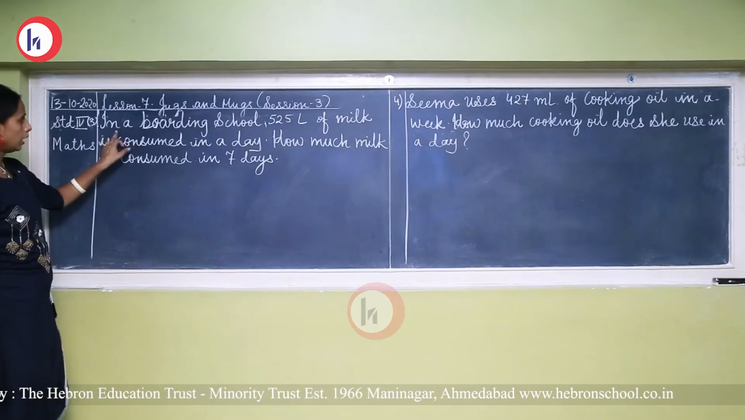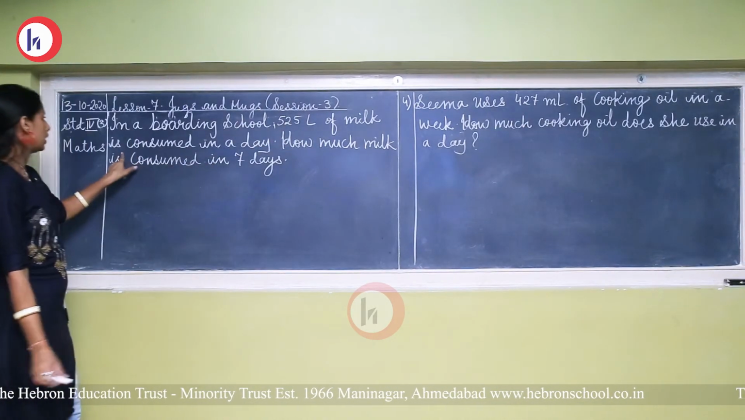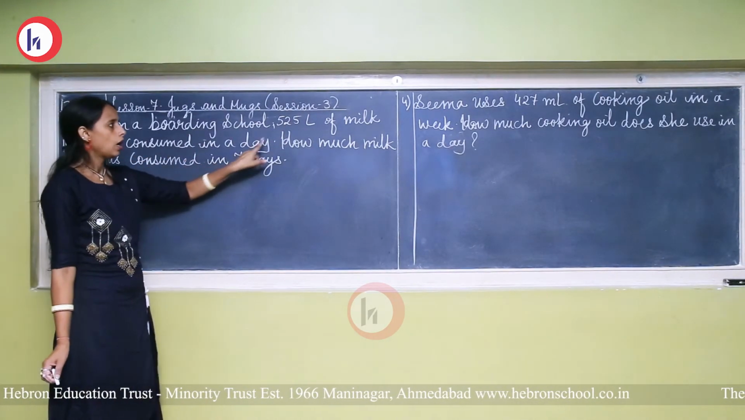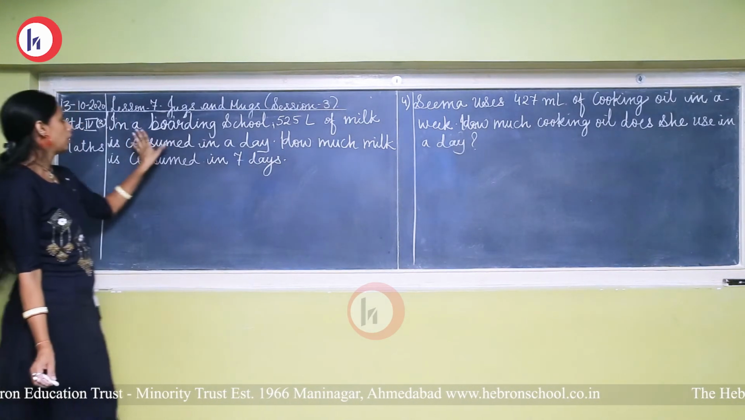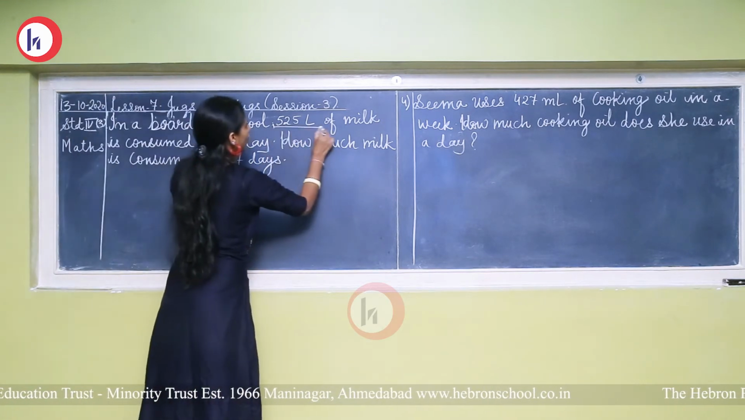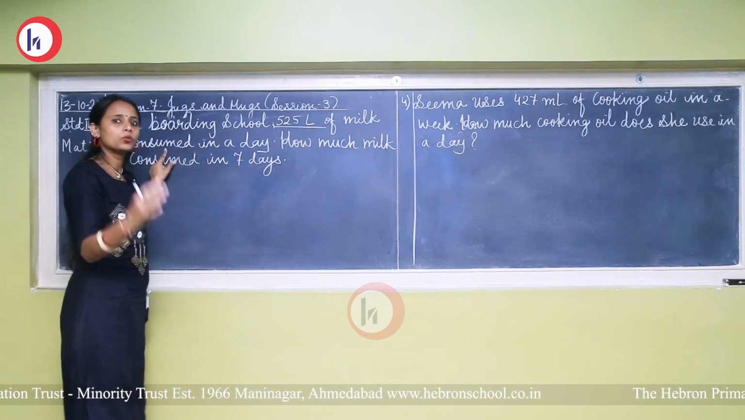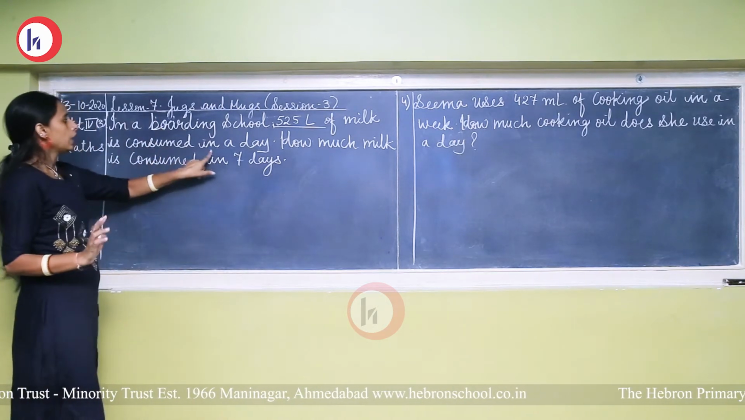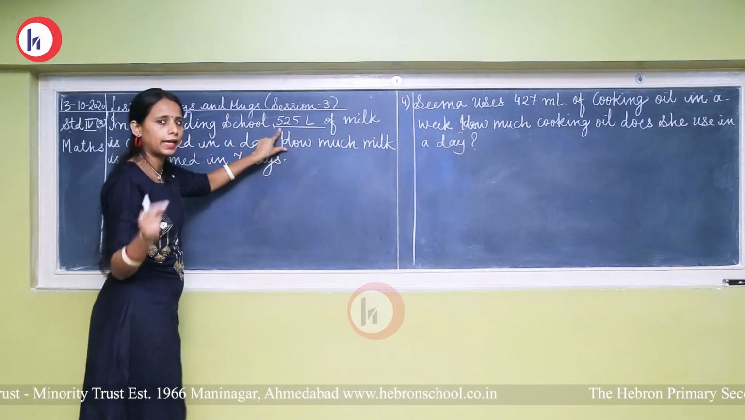Next, in a boarding school, 525 liter of milk is consumed in a day. How much milk is consumed in 7 days? Okay. Read it again. In a boarding school, 525 liter of milk is consumed. Consumed means उसका use हुआ. So, in a day, one day में 525 liter milk use होता है या हुआ.